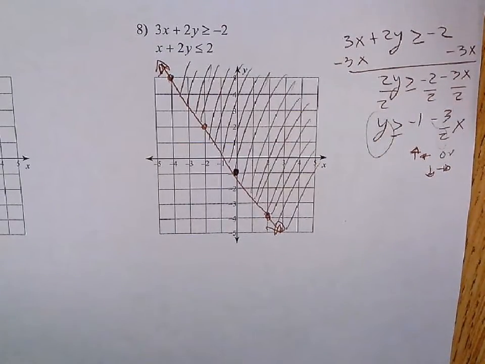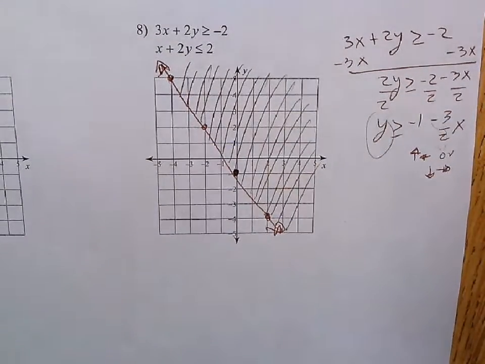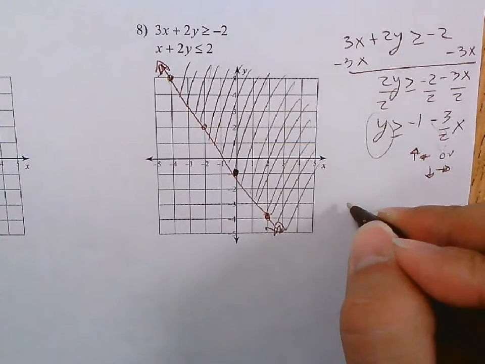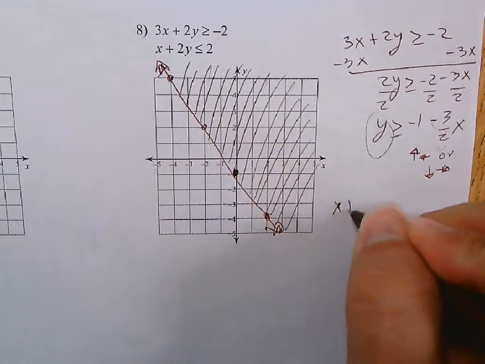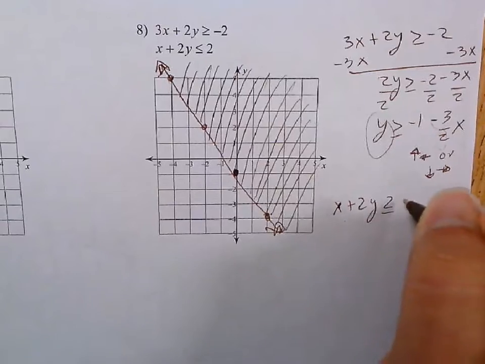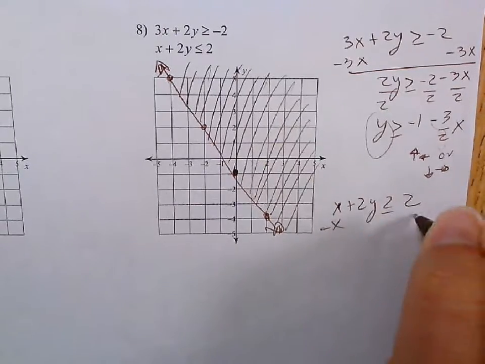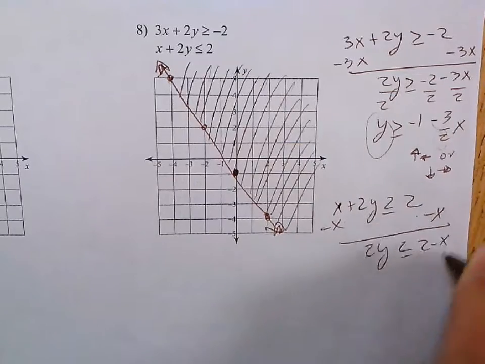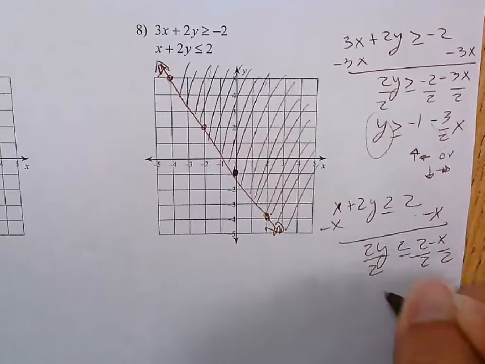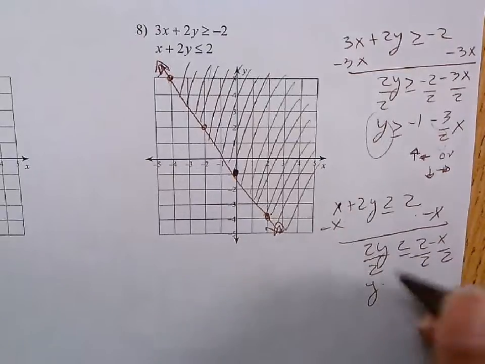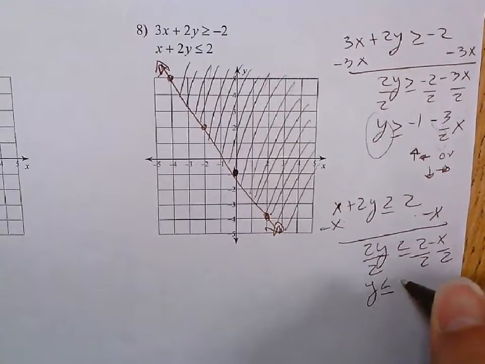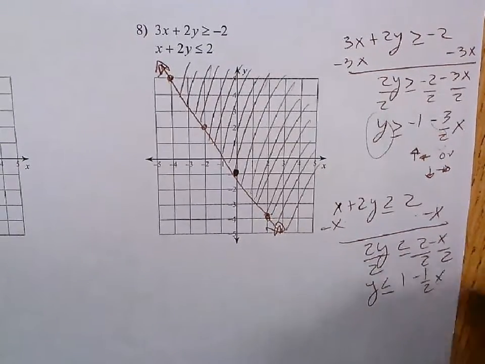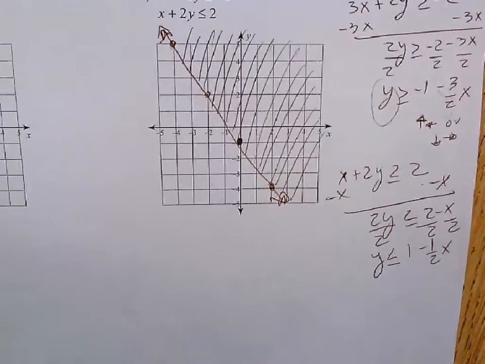Okay. So I'm going to do the same thing with my second inequality, and I'm going to solve it very quickly. So x plus 2y is less than or equal to 2.